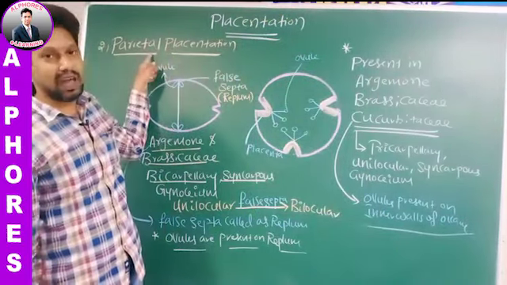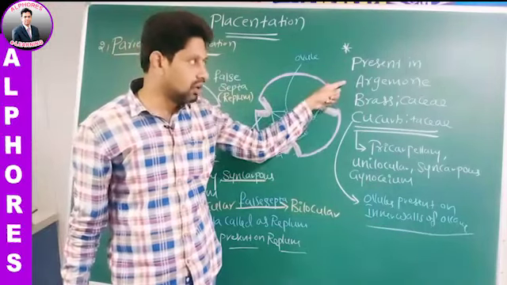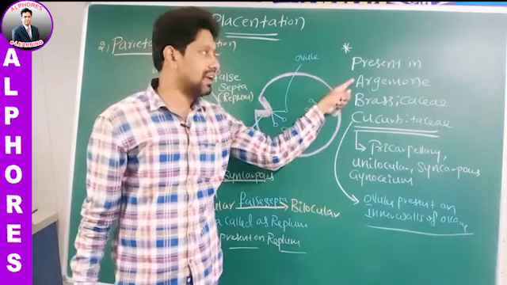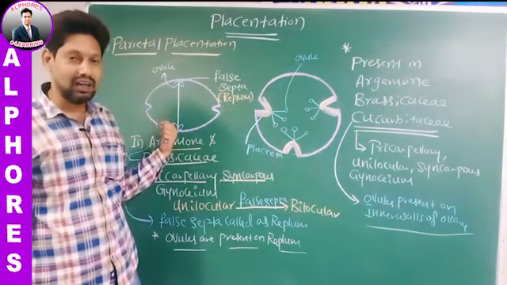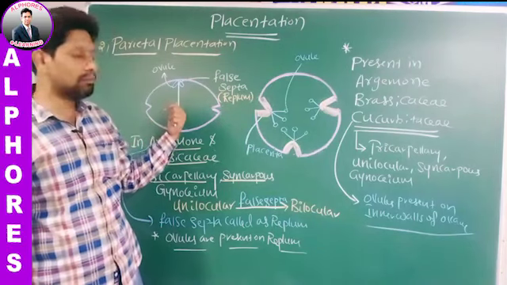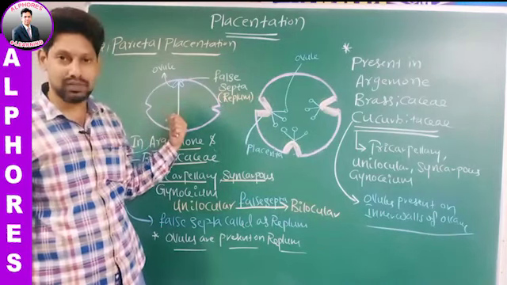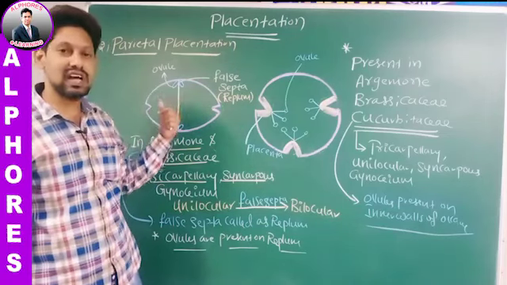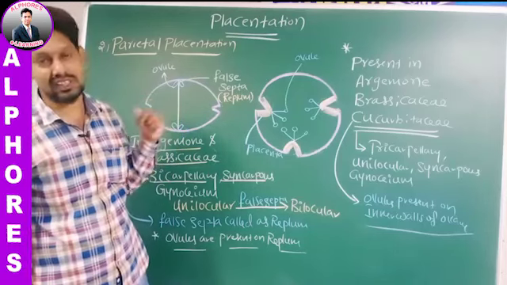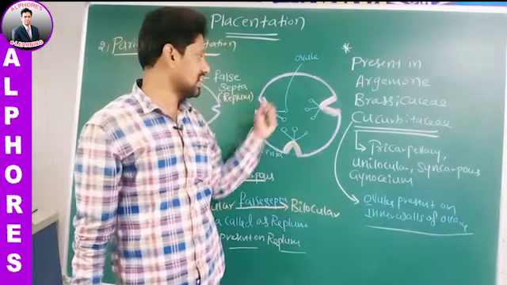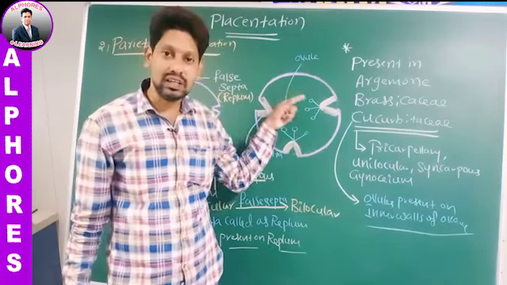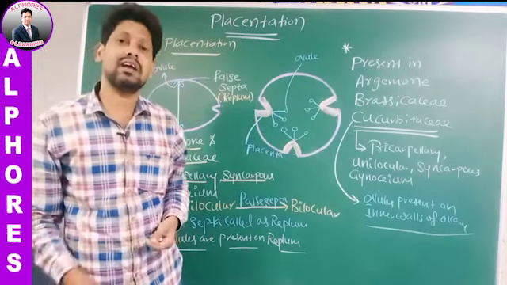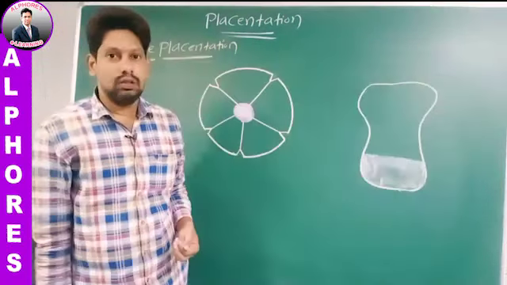This is parietal placentation, seen in argemone, Brassicaceae and Cucurbitaceae. In argemone and Brassicaceae, bicarpellary; actually unilocular but became bilocular due to the formation of false septa, called replum, and ovules are present on the replum. Whereas in Cucurbitaceae, it is tricarpellary, syncarpous, unilocular, and ovules are present on the inner walls of the ovary.